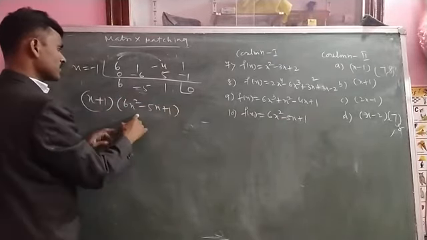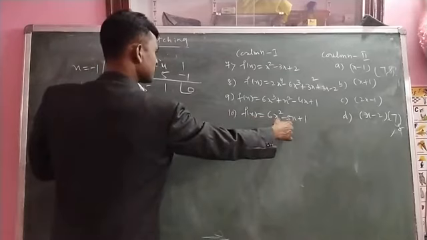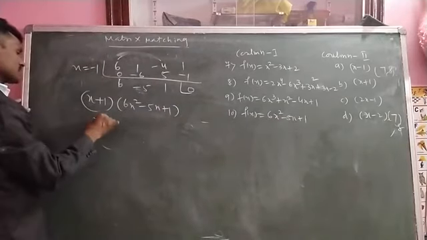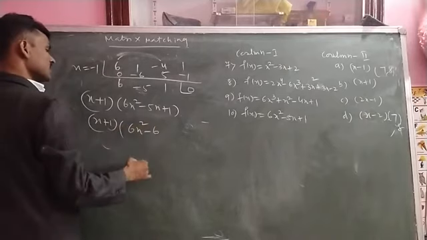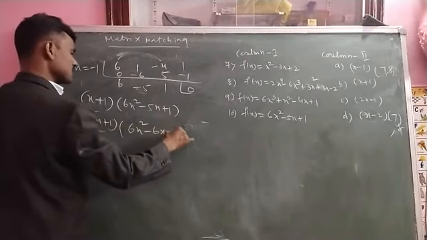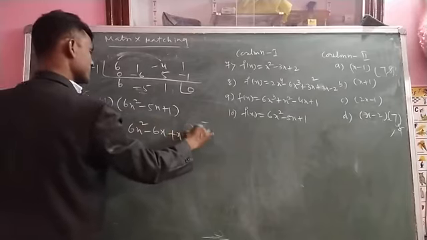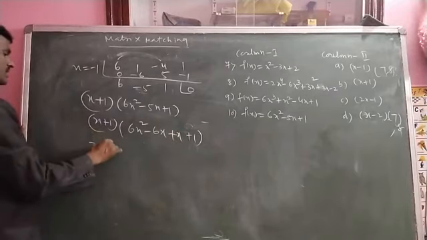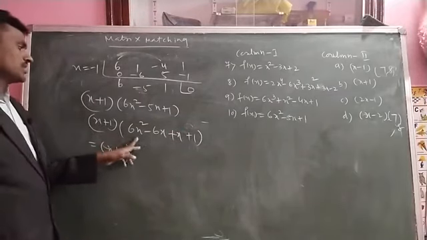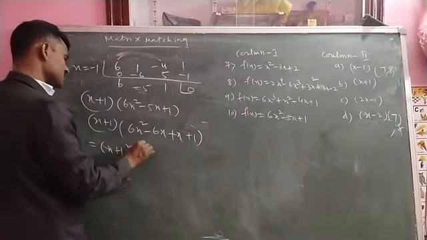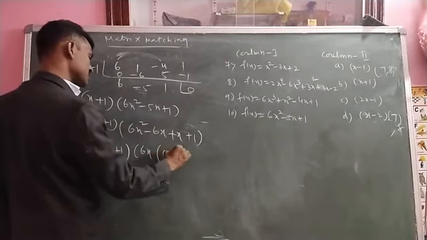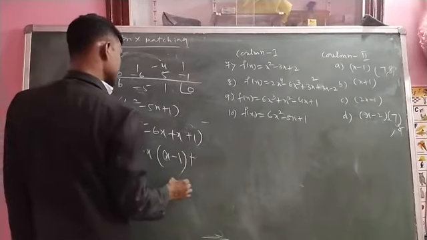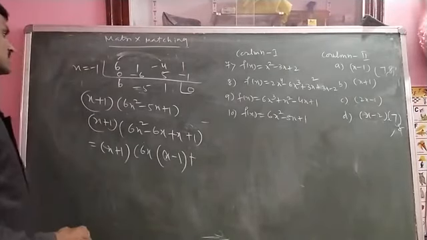Next problem, 6x square minus 5x plus 1. Now same here, x plus 1 into, this is 6 into 1 is 6, so write 6x square minus 6x plus x is equal to minus 5x plus 1. Here x plus 1 into, in these two terms you have to take common 6x, and here x minus 1 plus x minus 1.